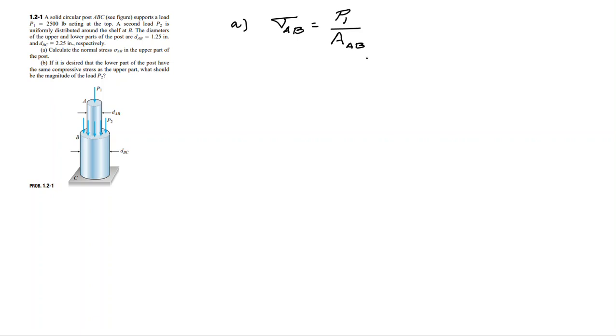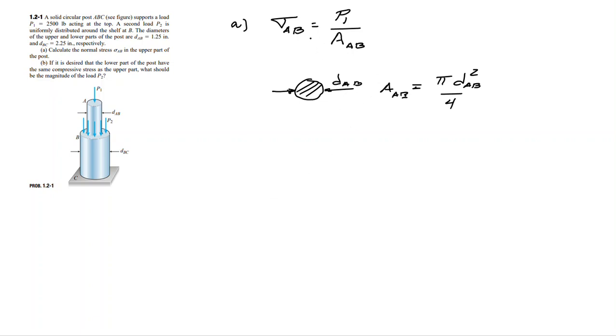Now, what is the area of AB? AB is a part that has a circular area. So the cross-sectional area of this part is a circle, right? So we have a circle here with a diameter AB. So the area of AB would be pi times DAB squared over 4.